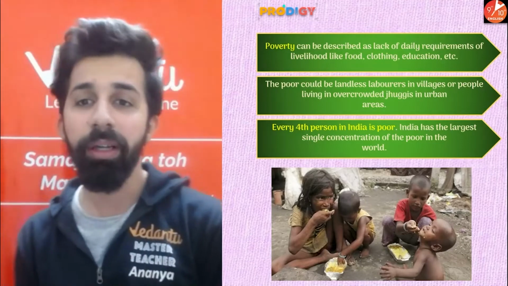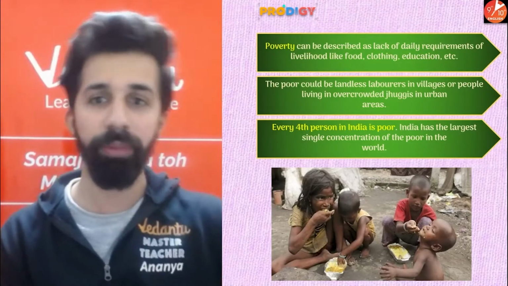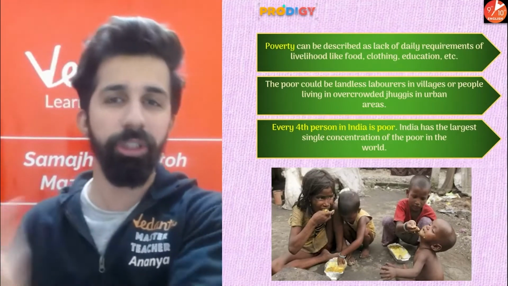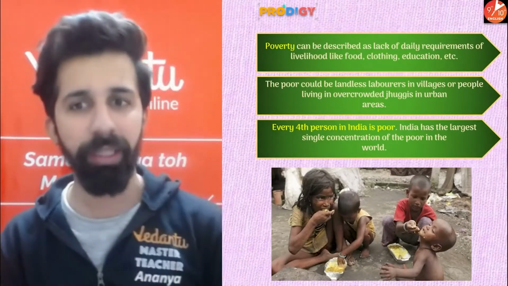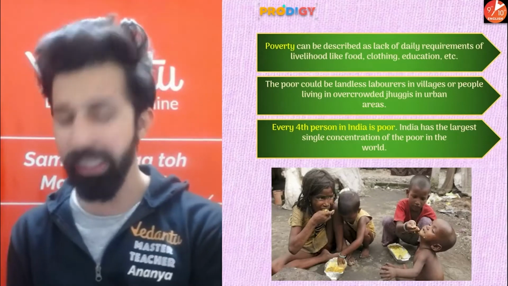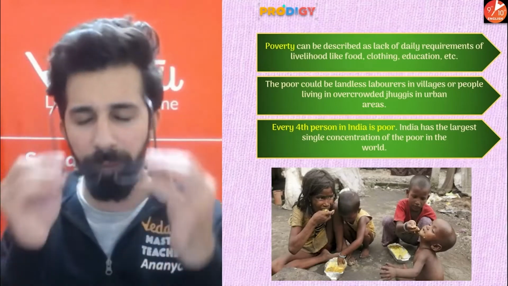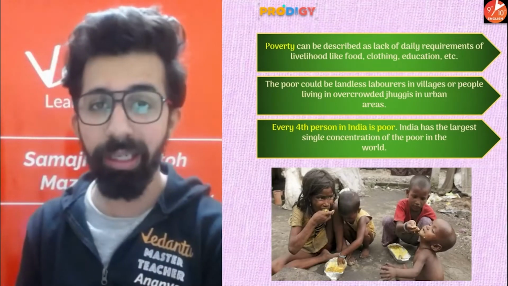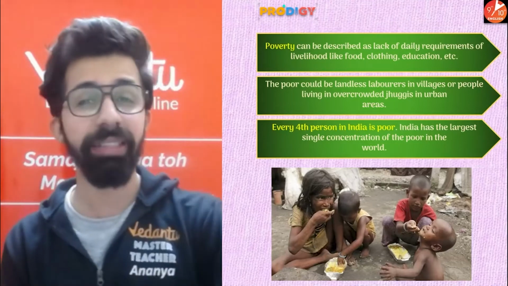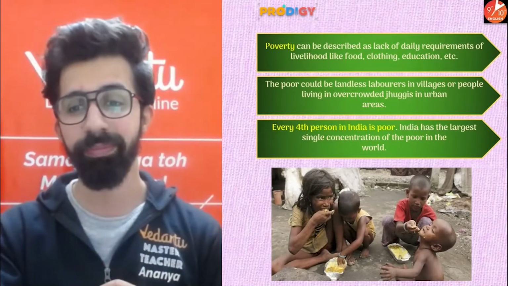Alright. Now, guys, these poor people can be a landless laborer from the village, or these poor people can be living in some overcrowded jaggies. Jaggies means slums in urban areas. So guys, these poor people can be daily wage laborers. All right. तो अलग अलग जगह से हो सकते हैं guys, these poor people. Now guys, try to understand, in India, every 4th person is poor. And guys, yes, India has the largest single concentration of poor in the world. So not a positive thing.